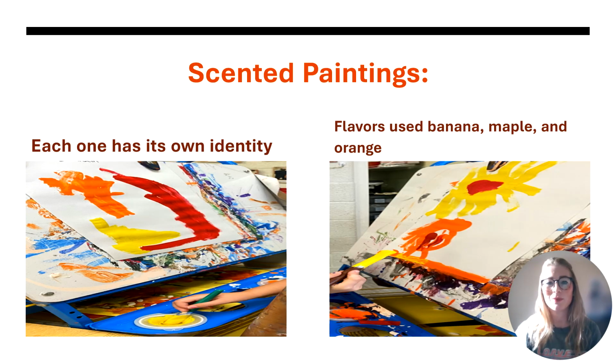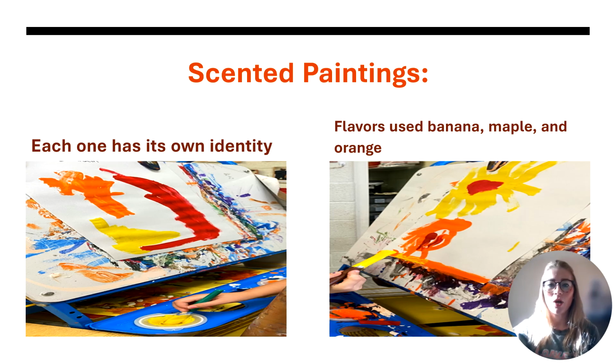This next project was one of my favorites. This was a scented painting. What I did was put banana flavor, maple flavor, and orange flavor into the paint itself. And they could really smell it as they were putting the paint on the canvas. It allowed a lot of open-ended conversations about what it made them think of when they smelled it. Also, as you can see, each painting is completely different, allowing them to have their own identity.